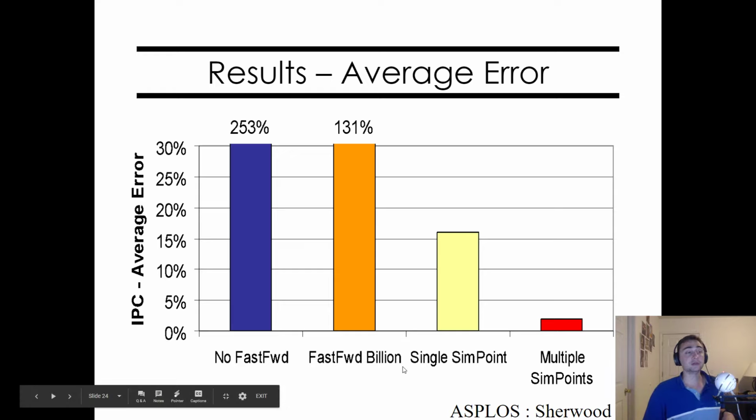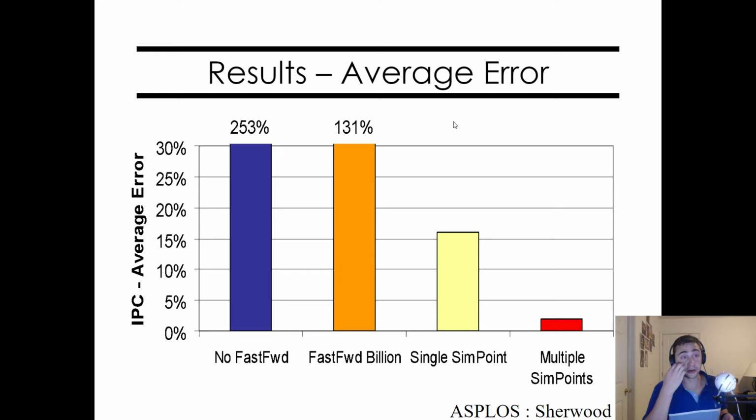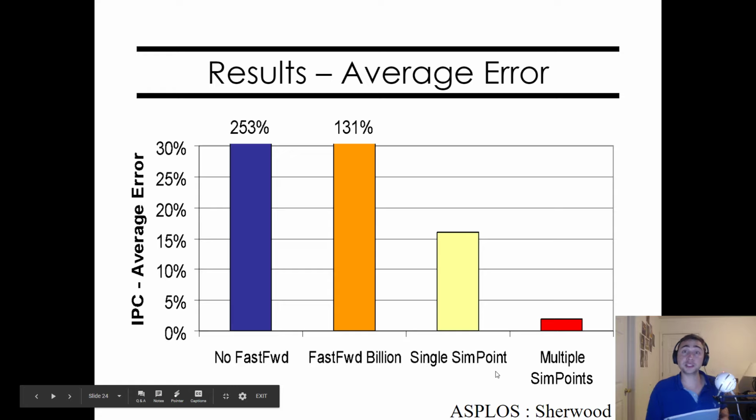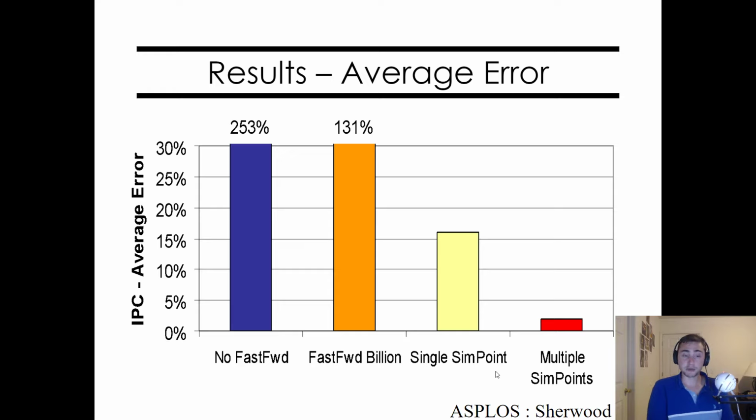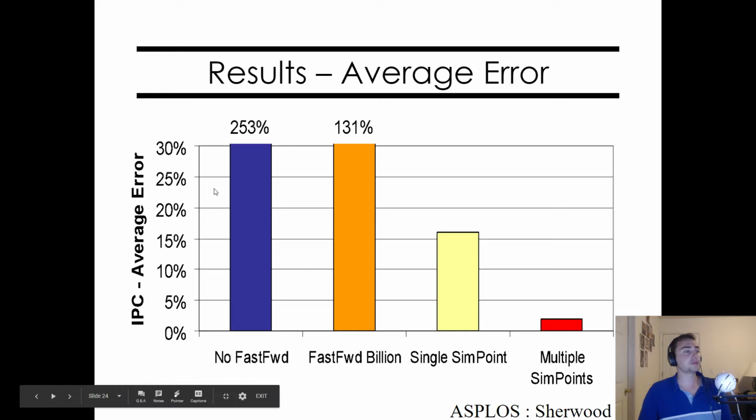And then you see by fast forwarding just a billion instructions, you actually reduce this by half. So, it's quite a bit better, right? A lot of times you get rid of a lot of the initialization, startup, and warming up the cache effects by fast forwarding a billion instructions. Then by choosing a single simulation point to represent the program, you see it does a little bit better, right? But still, about 16% off, average error. But then you see with multiple simulation points, you're getting to this really great range of only about 2 to 3% off, as far as average error.